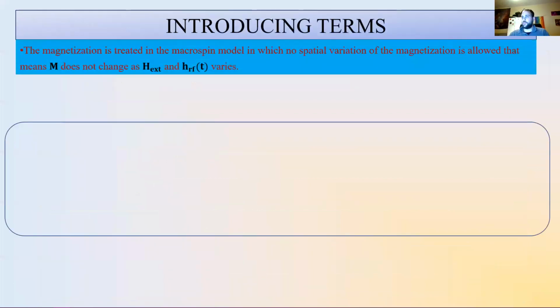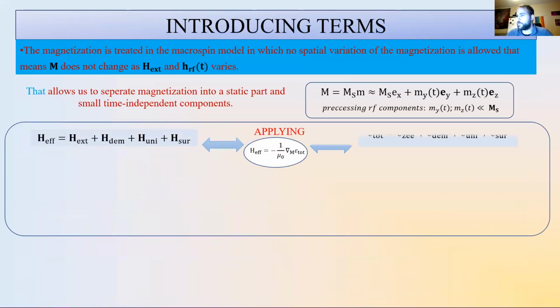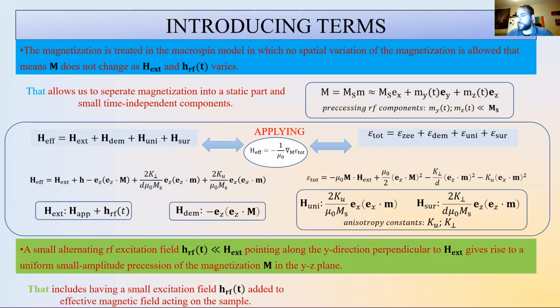So, with the previous assumptions, we can find the terms that we want to introduce to the LLG equations. The blue dashed remark allows us to separate magnetization into a static part and small time-dependent components, and our magnetization with all components is given like this.